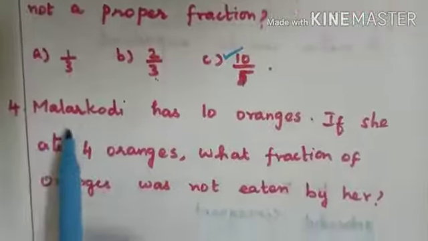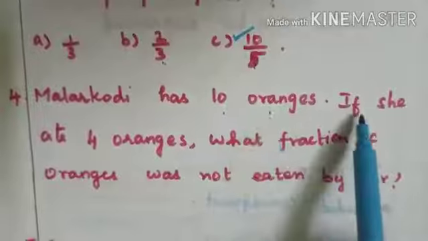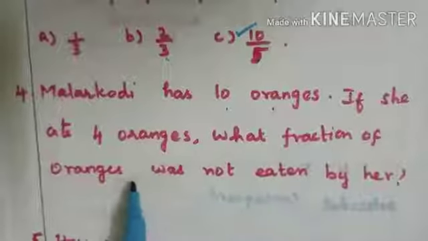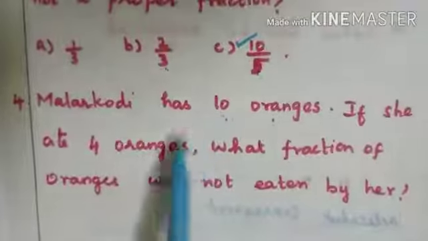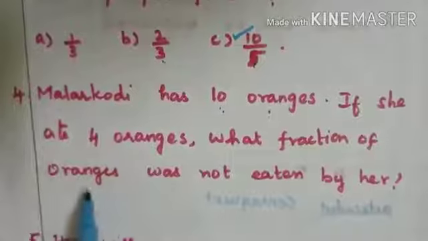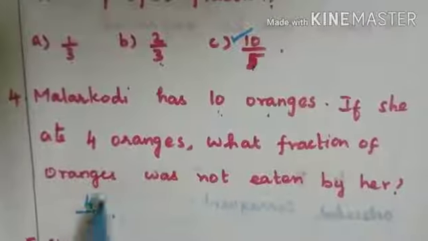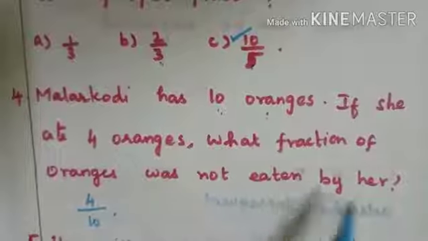Next question: Malarkodi has 10 oranges. If she ate 4 oranges, what fraction of oranges was not eaten by her? So 10 oranges, 4 oranges she ate. So the fraction she ate is 4 by 10, isn't it? But what is the question asked? What fraction of oranges was not eaten by her?